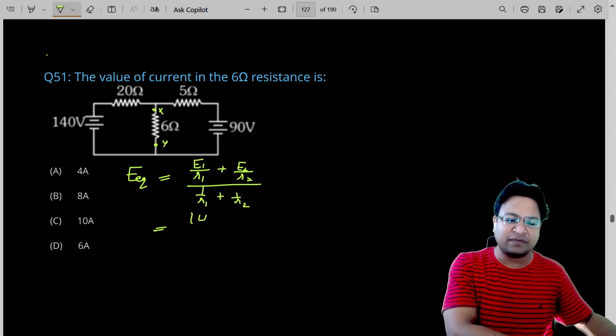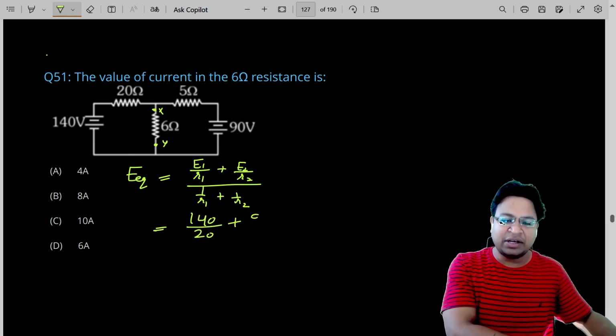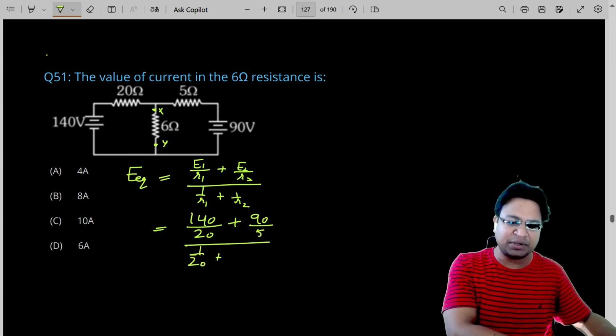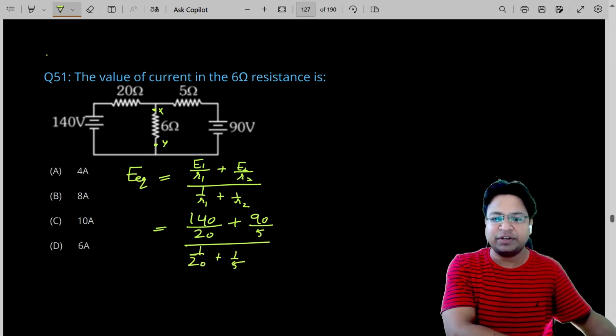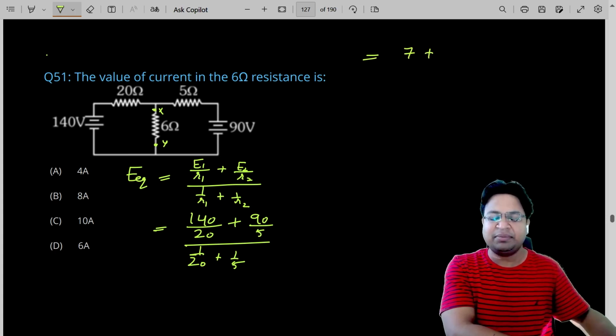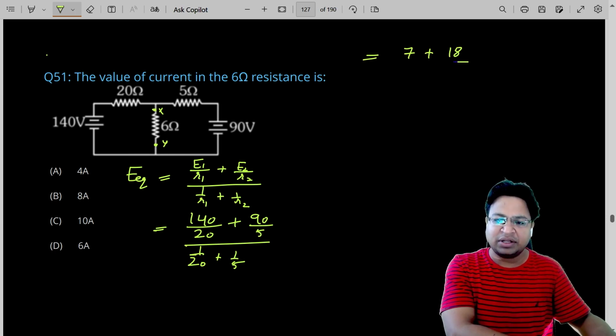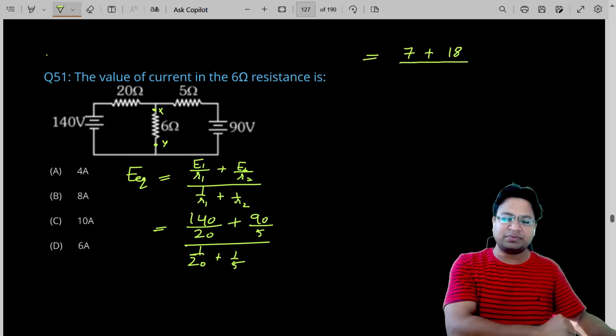So E1 is, let's say, 140. So 140 divided by 20 plus 90 divided by 5 upon 1 upon 20 plus 1 upon 5. This is the calculation that we need to finish. Let me do it here. So 140 by 20 becomes 7. Okay, and 90 by 5 becomes 18. Okay, so that divided by 1 upon 20 plus 1 upon 5.